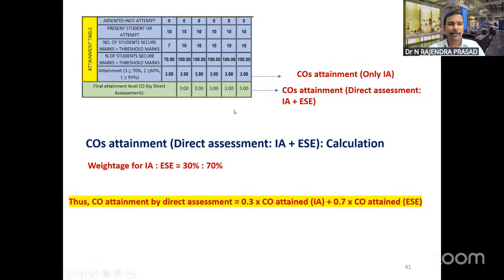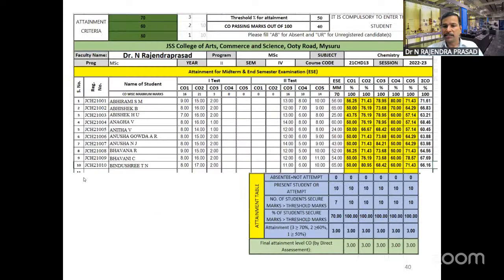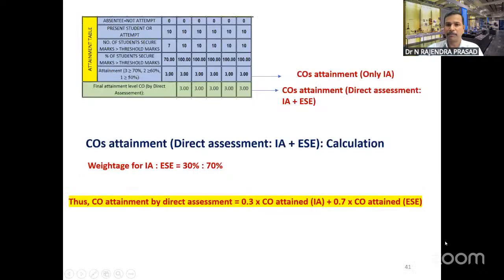This is for the internal assessment test. Then you also have to consider the end semester examination. What is the end semester examination? You tabulate the marks in the last column: the end semester examination marks secured by each student. For that also, the maximum marks is 100. You simply assume 100. Passing marks is 40. How many students have scored greater than 40 percent? You tabulate that for the end semester examination, convert that into percentage, and with respect to that percentage, you apply the rubric, whether it is 3 or 2 or 1. So that gives you the performance in the end semester examination.